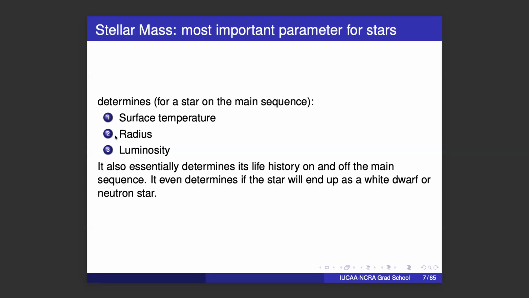There are some other properties which matter. Metallicity is one of them, but it does not drastically change things, whereas mass drastically changes things. So the least massive stars are about 1/10 of the mass of the sun, and the most massive stars are approximately 100 or 125 times the mass of the sun. So there's a dynamic range of about 1,000 in stellar mass, and that essentially fixes everything for you.